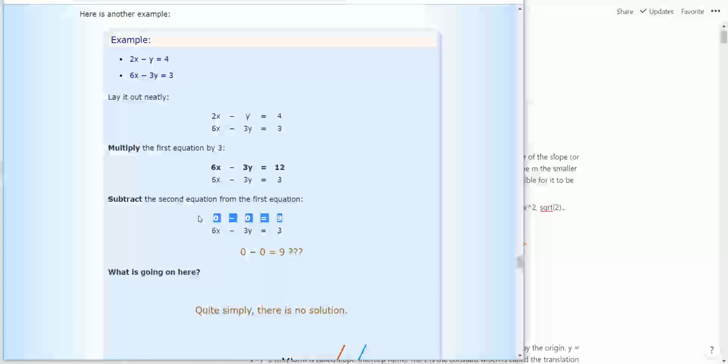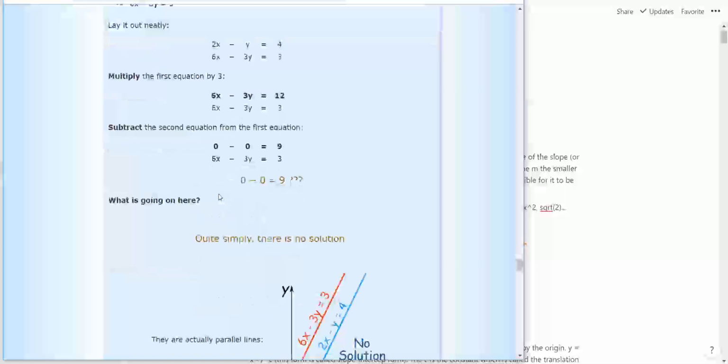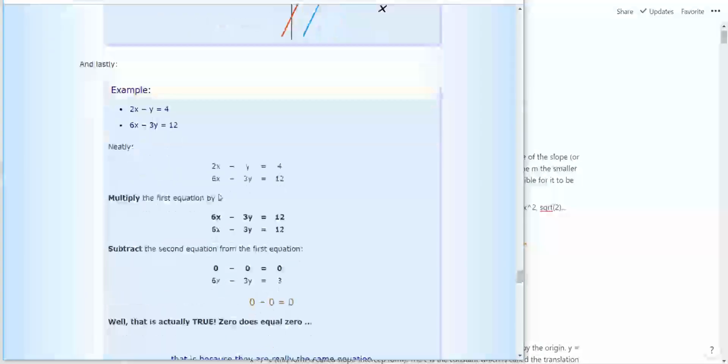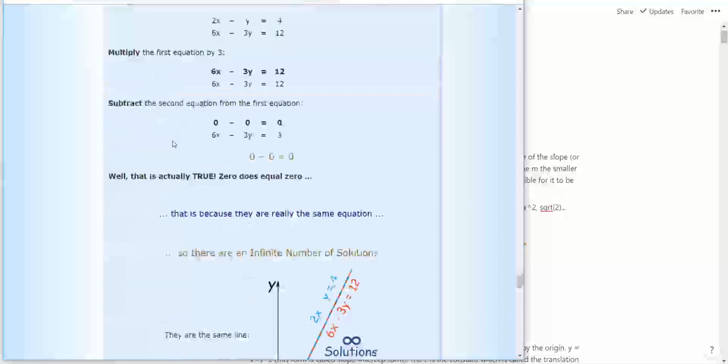Oh, this really doesn't solve the problem for us, so no solution. Both are parallel. If we multiply this by negative 3, so -6x plus 3y equals 0, 0, many solutions.